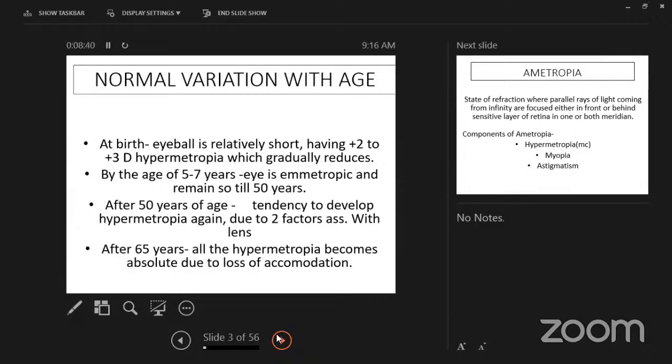After 50 years, there is a tendency to develop hypermetropia again, probably due to two factors associated with the lens. First, the change in the curvature of cortical lens fibers, and second, an increase in the refractive index of the cortex. So the lens becomes homogeneous and thus decreases the converging power. Then after 65 years, all the hypermetropia becomes absolute due to loss of accommodation.